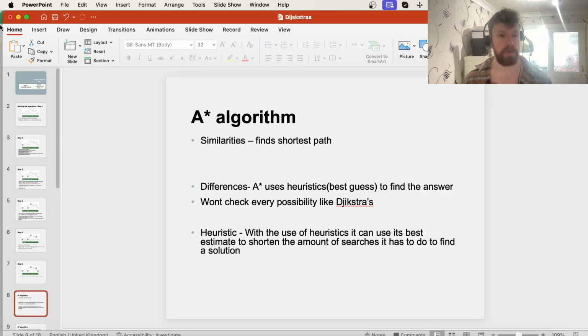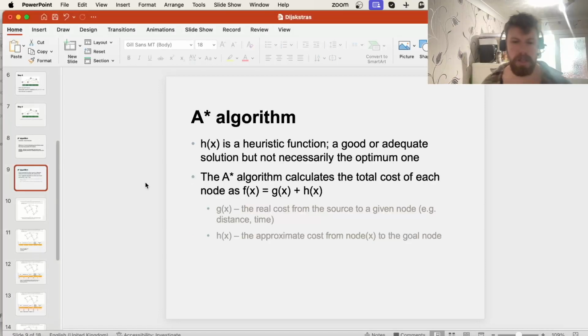As I said, I'm going to show you how to do a question from a paper, and I'll trace through and show you some of the things where you can grab some marks. One of the things that is going to be useful is making a note of this calculation which the A-star algorithm uses to work out which node it should visit next.